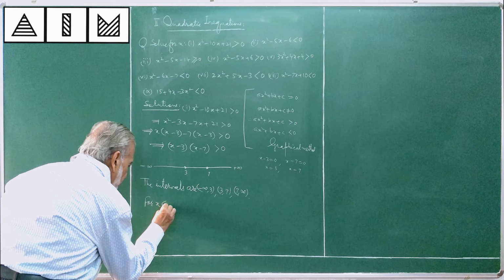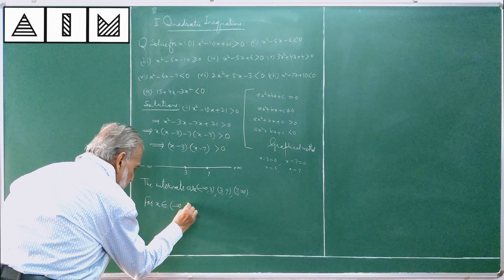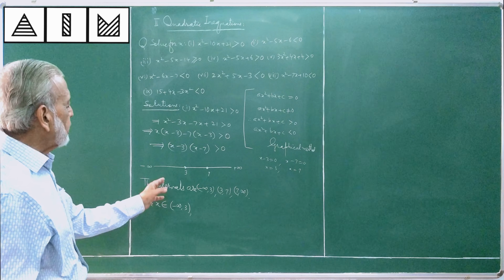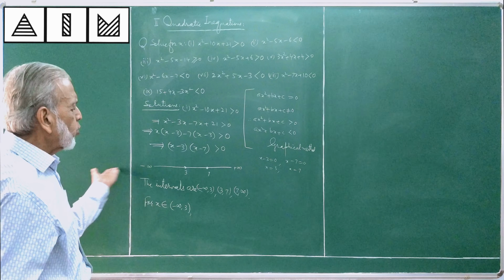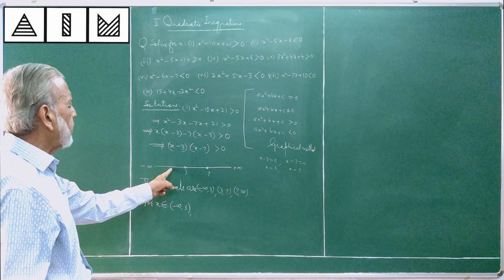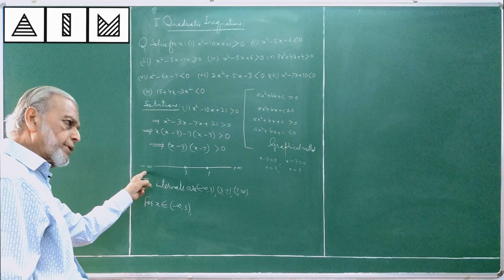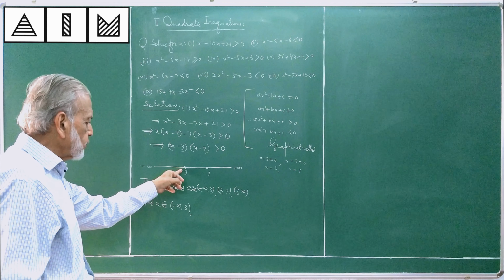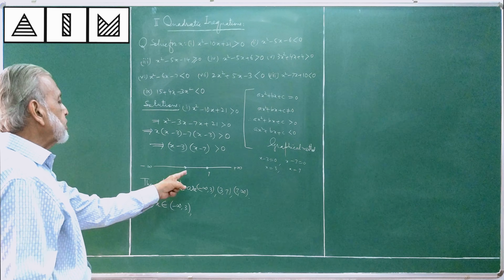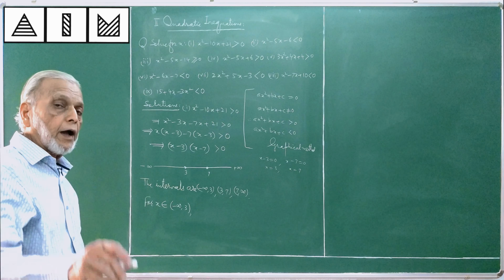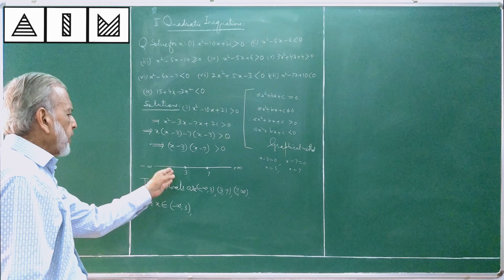For x belonging to the first interval, I will take any number in this interval. What are the numbers in this interval? So many numbers are there: 2, 1, 0, minus 1, minus 9, minus 100, or 2.9, 2.8, 2.7. Many numbers are here this side in the interval minus infinity to 3. I am not crossing 3. I am below 3. Any number I can take.